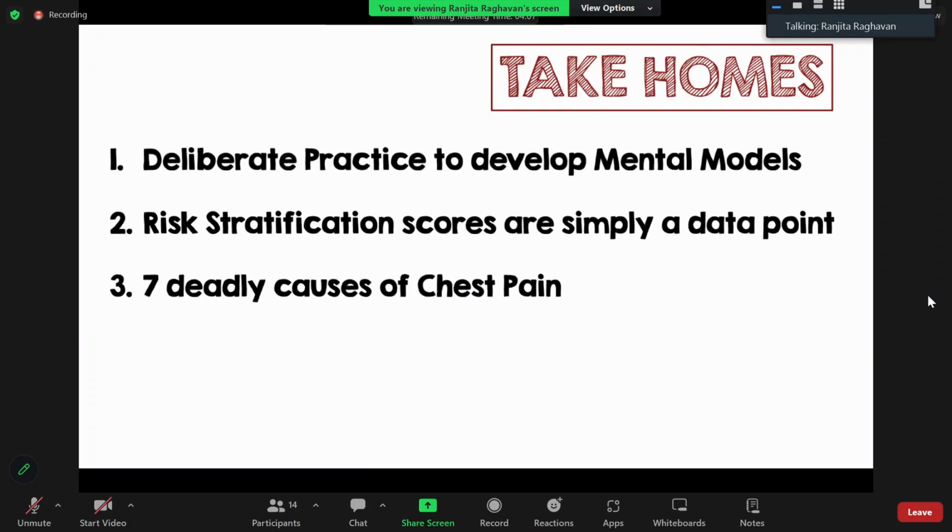We went through all 7 deadly causes of chest pain, which are important for us to exclude in our patients, or find. And then using ultrasound can definitely help you, especially with a lot of the lung pathologies or heart pathologies. They can give you really quick data points that are pretty accurate.